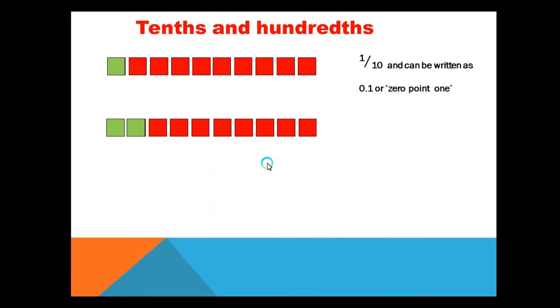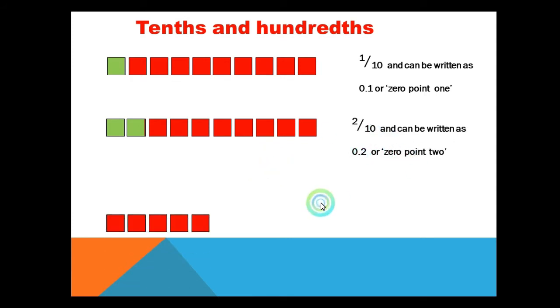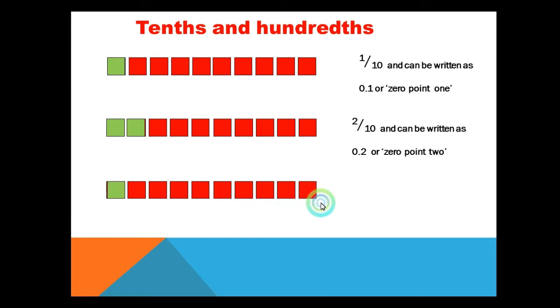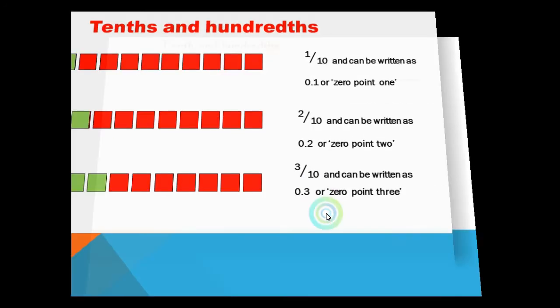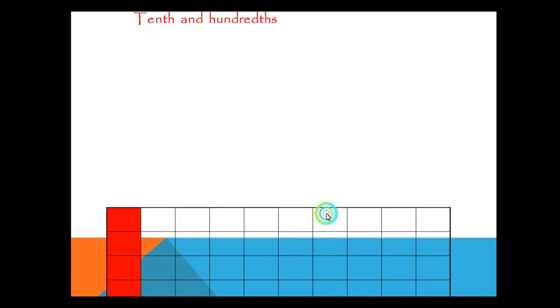Here is 2/10 and you can write it as 0.2. And this one is 3/10 and you can write it as 0.3. Now let's go to the 100 part.